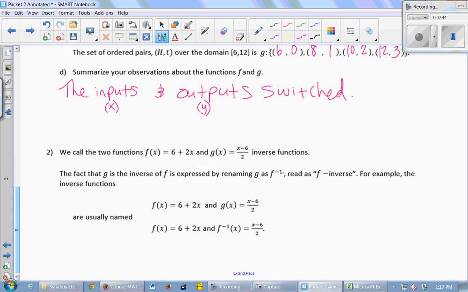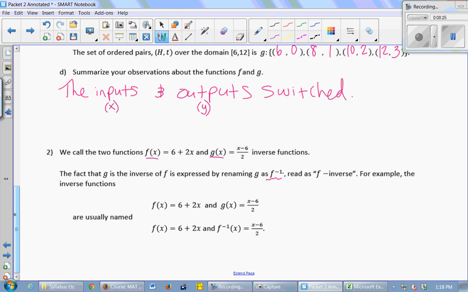So these are basically the two functions I have, 6 plus 2x and x minus 6 over 2. I went back to x's and y's instead of h's and t's, right? Those are called inverse functions. Those are functions that undo each other. So the fact that g is the inverse of f is usually expressed by writing g with a different name, right? We write f with that little -1, and that just means it's related to f. It's like the opposite of f. It's the thing that undoes f. And you read that out loud as f inverse, that f to the -1. It's not an exponent. You just read f inverse.